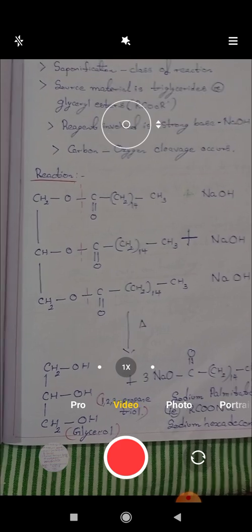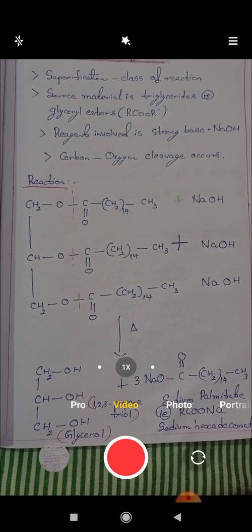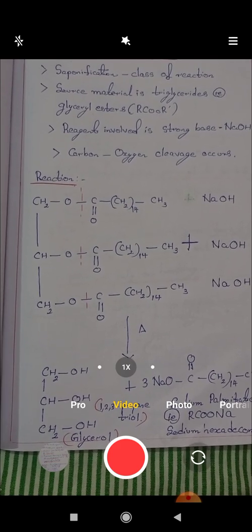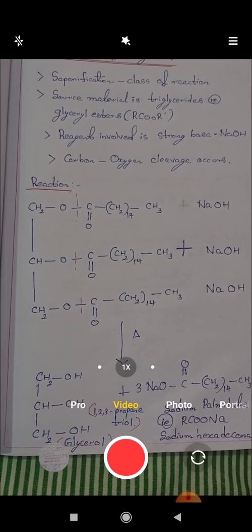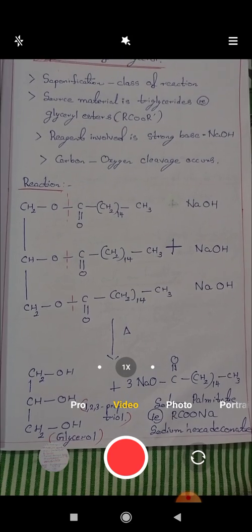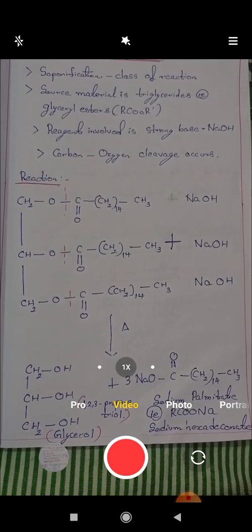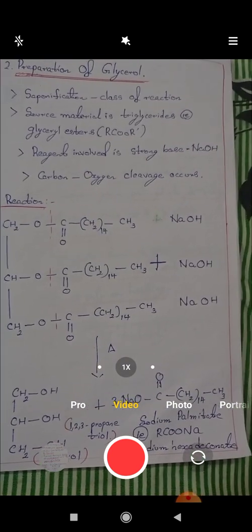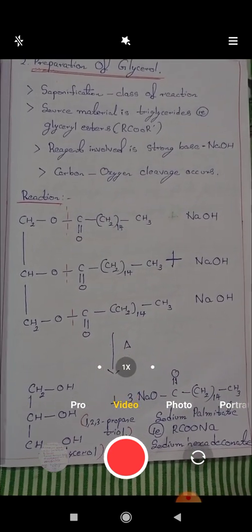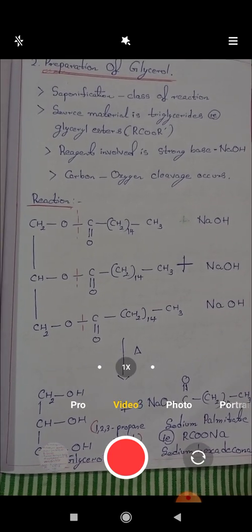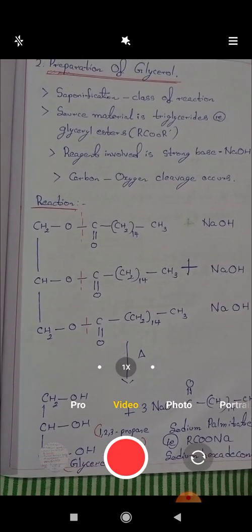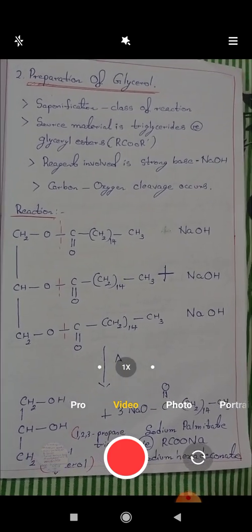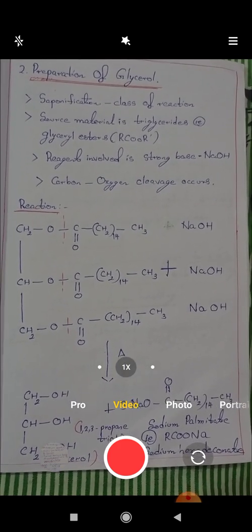Now we'll move to the reaction. The triglycerides, that is glyceryl esters, by the formula RCOOR dash, on treatment with 3 moles of sodium hydroxide NaOH, a strong base, in the presence of heat, get converted to glycerol by the formula CH2OH, CHOH, CH2OH. The common name is glycerol. However, the IUPAC name is 1, 2, 3 propane triol.